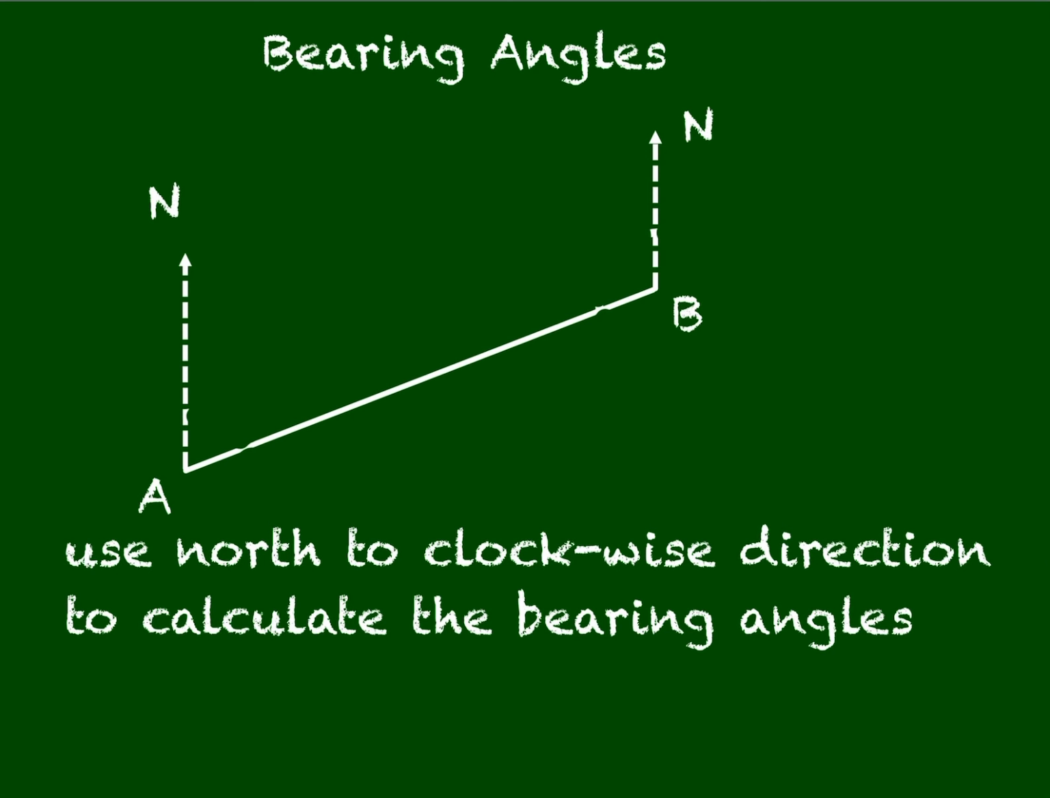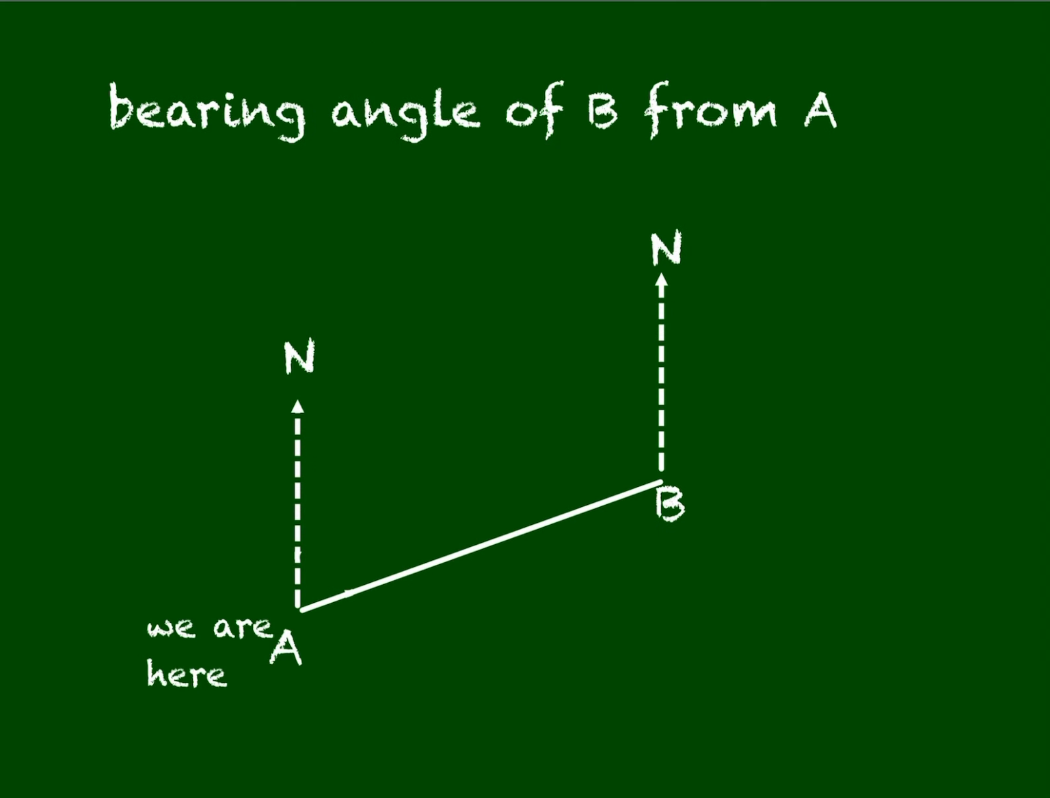Now, let's continue. Bearing angles use the north direction and the clockwise direction to calculate. It means from A to B, you will measure the angle in between AN and AB. To measure the bearing angle of B, you move from north in a clockwise direction. And I will show you some examples to explain clearly.